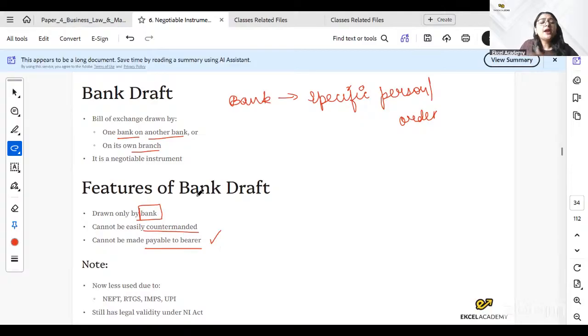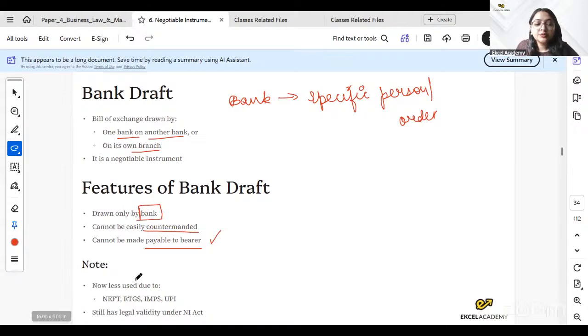So why do you think bank draft came into picture? Sometimes it is preferred to use instruments over physical cash, because physical cash is more difficult to handle than any instrument. That is why the concept of bank draft came into picture. So it is a bill of exchange drawn by a bank on whom? On another bank or its own branch itself.